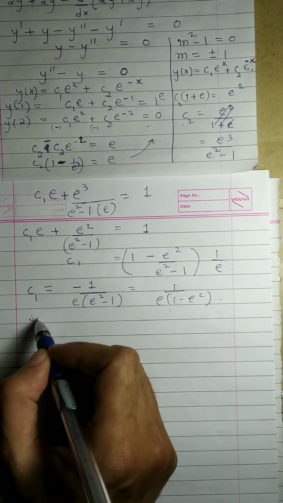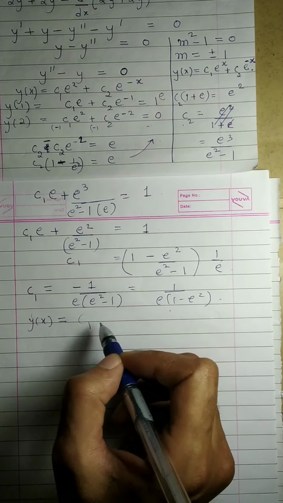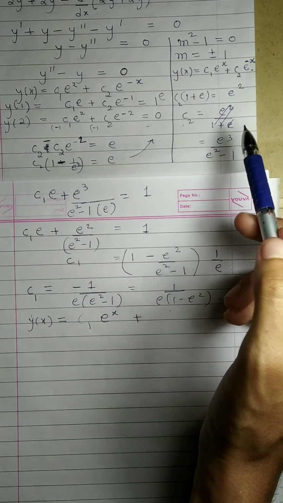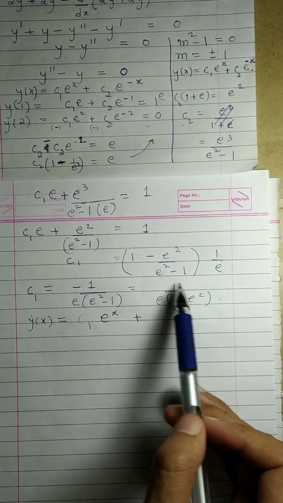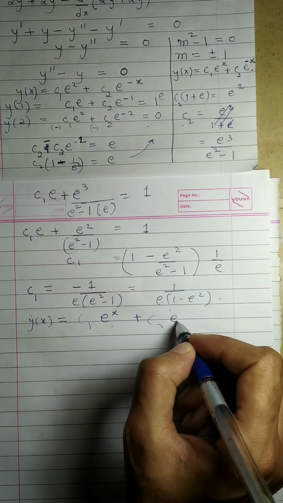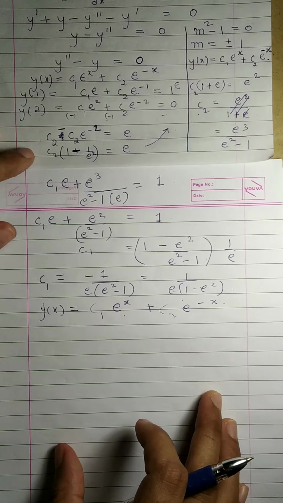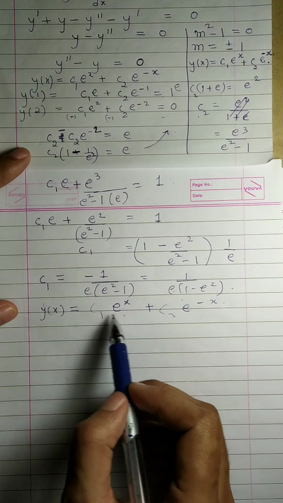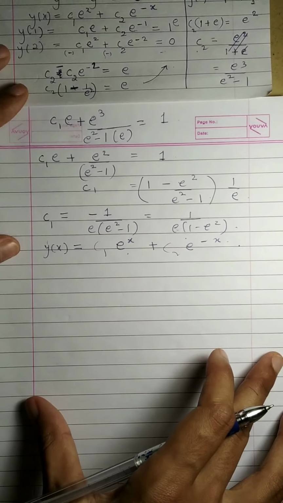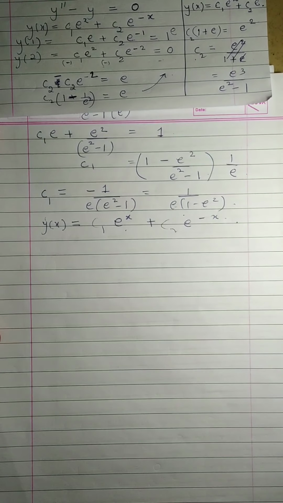Therefore y of x is equal to this c1 into e raised to x plus this c2 into e raised to minus x. So the solution is y of x equal to this. Next, let us take one more problem.